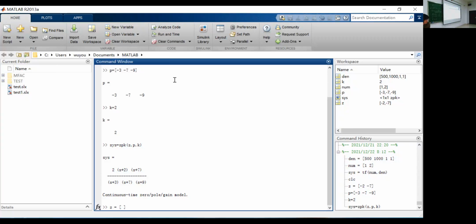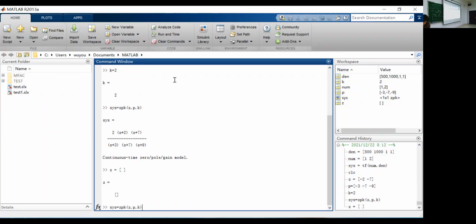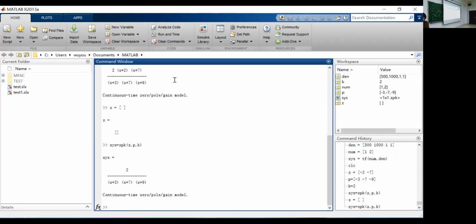We just leave nothing here and then still use the system. Still use ZPK, but now Z is changed. Other things remain the same. So use sys equals ZPK. Showing up here, is it the same as this?